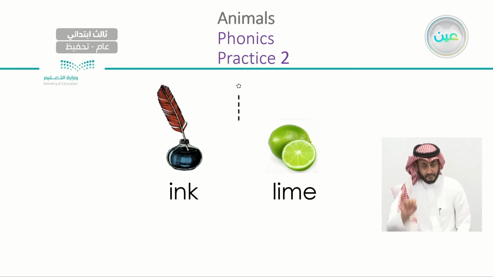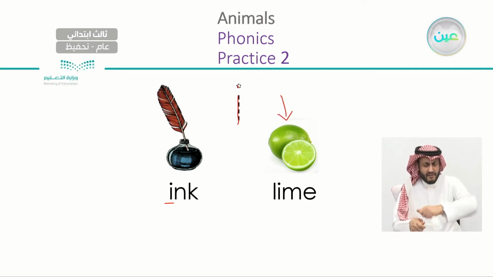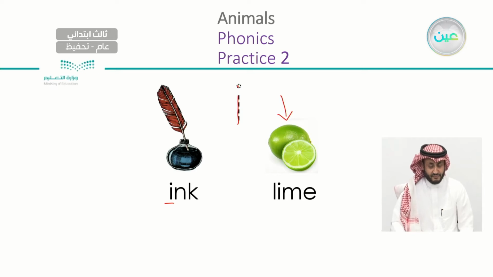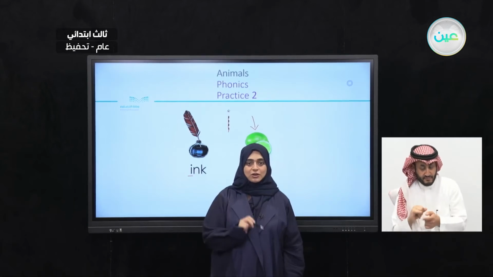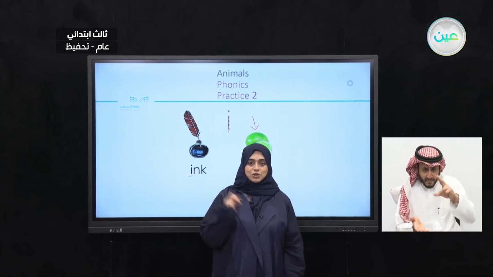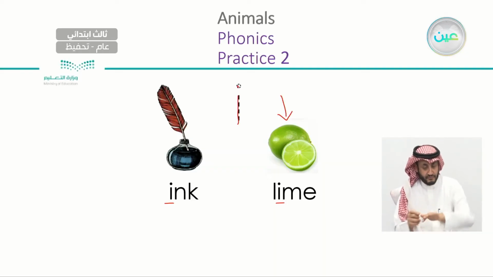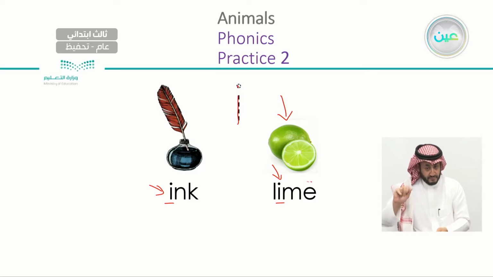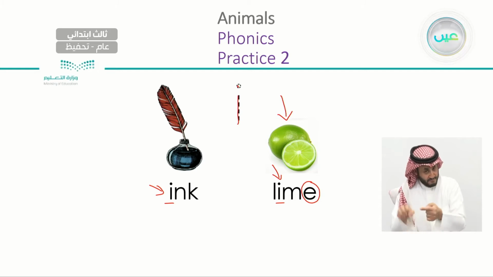This is the letter I. Here we have I, ink. And this here, this is a kind of fruit. It's called lime. Do you remember short and long vowels? Which one is short and which one is long? Yes. Here in ink, it's short. In lime, it's long. Why do you think it's long? Because of the E. Excellent.